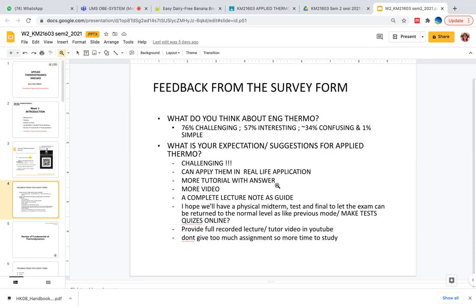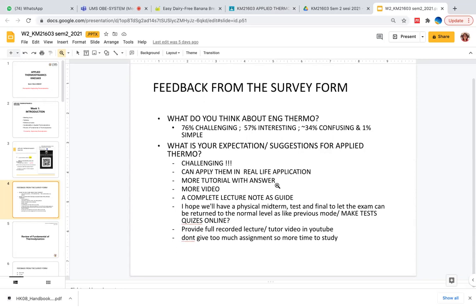Can you apply them in real life applications? Yes, but most of the equations we still link with the perfect condition. Why? Because once you know the perfect condition, then when you really calculate the real one, you can compare what the problem is and how you overcome it.